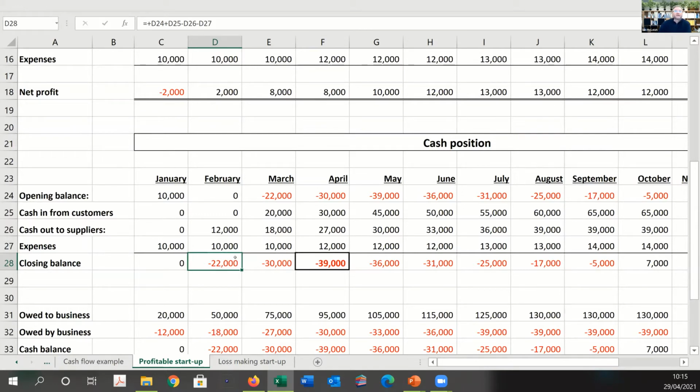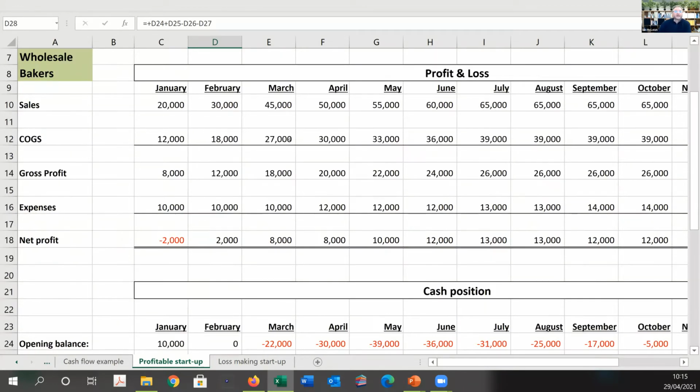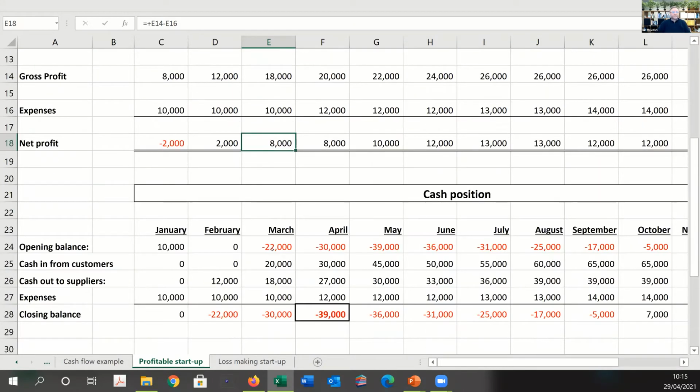We'll look at March, 45, 18 profit, 10,000, 8 profit. So overall, he's made £8,000 profit to date. First 2 months cancel each other out, 8,000 profit. What's the cash position like? Well, 22,000 overdrawn. He's now getting some money in.